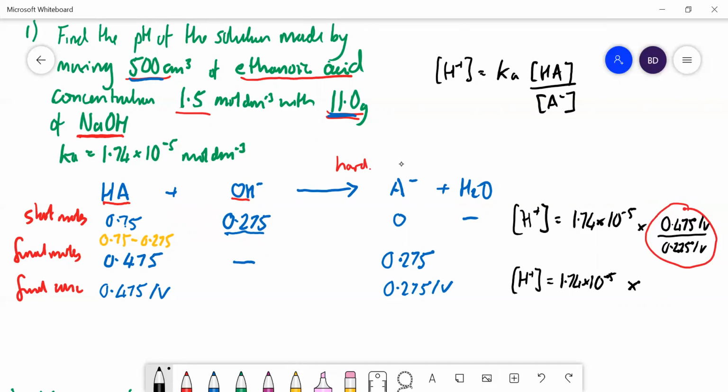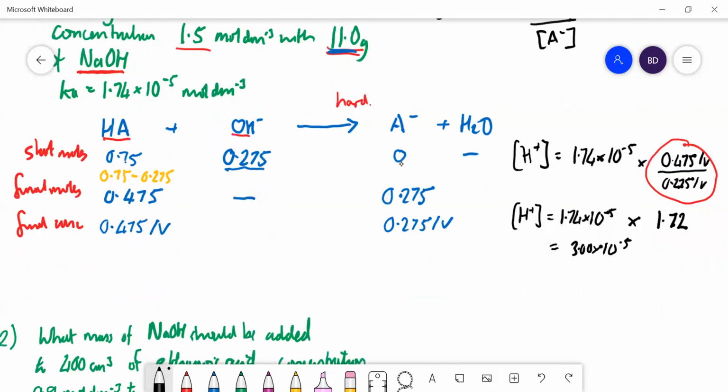That is equal to 1.72 recurring. So we can see that is about 1, which is all good. And that gives us 3.00 times 10 to the minus 5 as the concentration of the H plus ions. So minus log that to give us the pH.